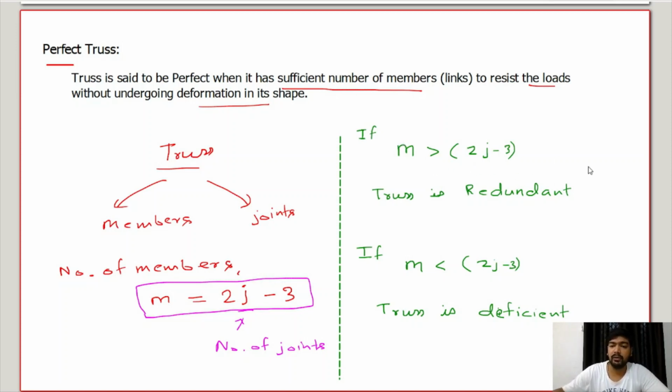So in the question of 2 marks or 1 mark in the GATE, you can have a question like this: you are given the truss, you calculate the members of the truss with this 2j minus 3, and you judge it with this condition. If this comes out to be less, then the truss is deficient, and if it comes out to be more, then the truss is redundant. And if the number of members equals the number of members the truss should have, then the truss is called a perfect truss. So you can expect a question for 1 mark. Okay, so let's move further.